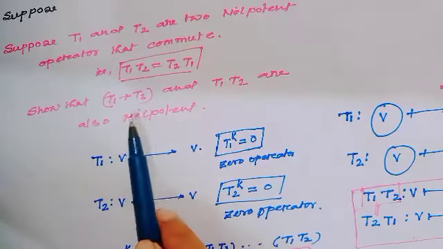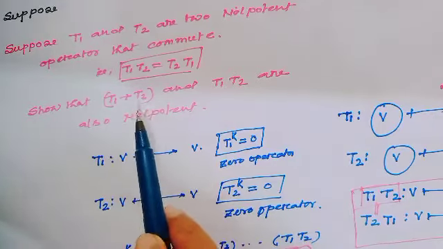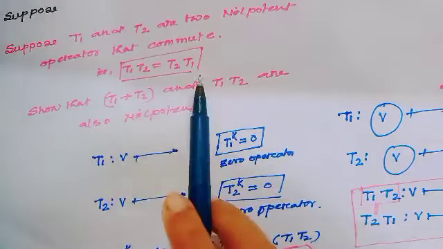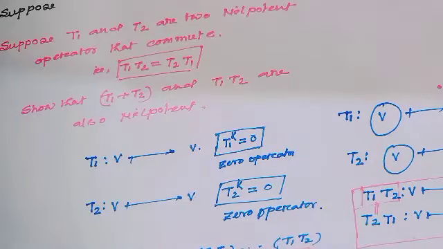Oh well. We can prove their sum is also nilpotent when they commute. That means when these two operators commute, then their sum and their product will always be nilpotent.